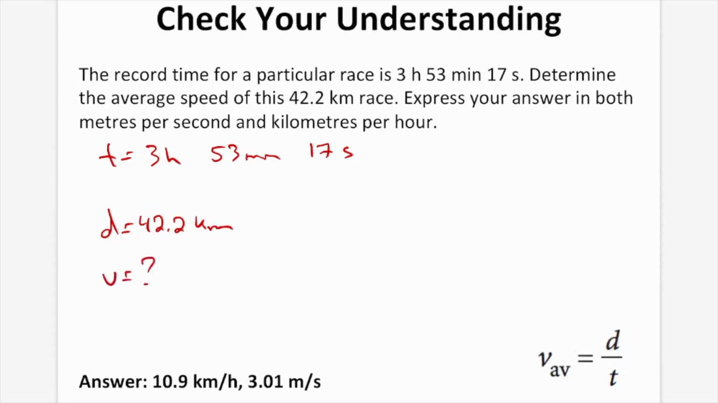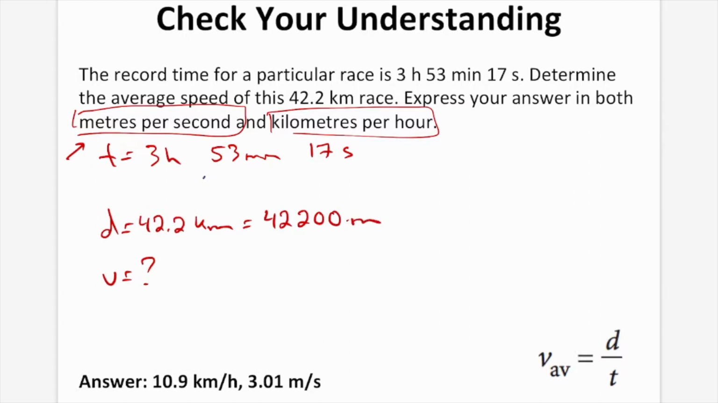Now we're looking for velocity in meters per second, and kilometers per hour. So we need to do one of them first, and then we can convert afterwards. So let's do it in meters per second. So let's make everything into meters and seconds. So distance is 42.2 kilometers, which is equal to 42,200 meters. The time, 17 seconds, we have that.